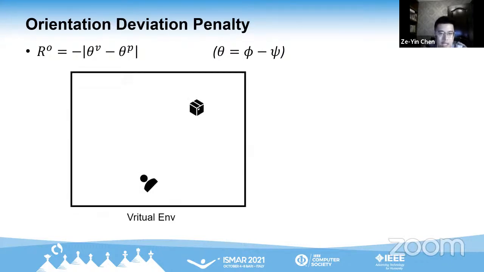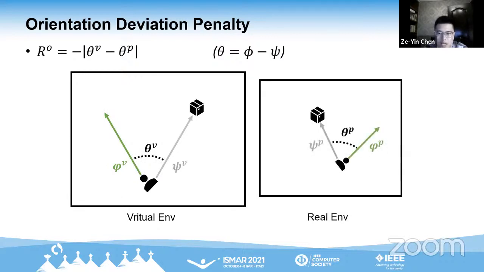In the virtual scene, let psi define the direction from the user's position to the agent object's position in the virtual space, and phi is the heading direction. Theta represents the side angle from psi to phi. It's similarly defined in the physical space. Compared with the distance deviation penalty, the orientation deviation penalty is more important because the working direction determines future path trajectories.